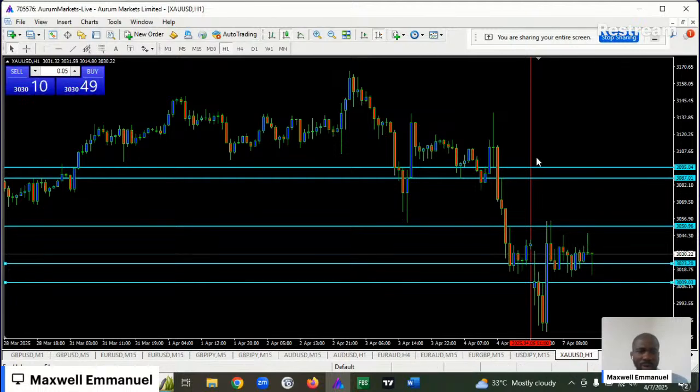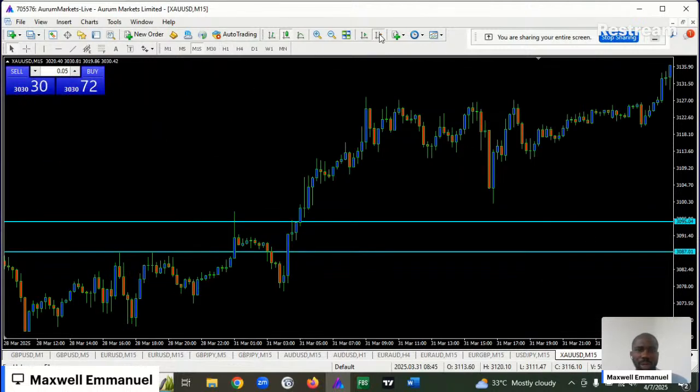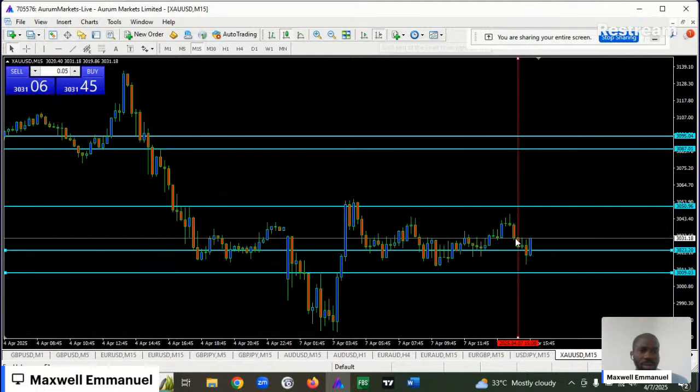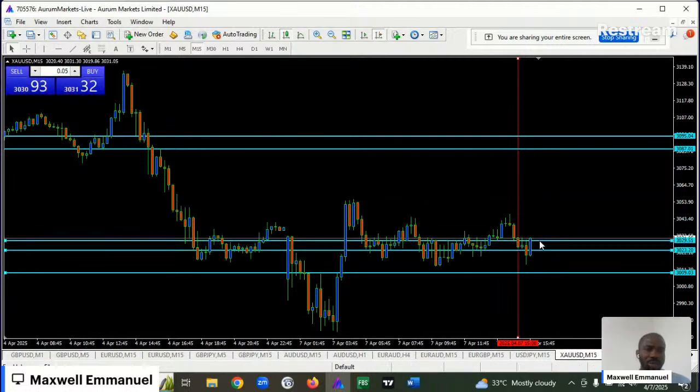So if the current 1 hour candle closes as a hammer or doji, then you should be considering buying gold. Okay, so you can see the previous 15 minute candle. If the 1 hour candle closes above this high, this will be the right time to consider buying gold. If the 1 hour candle closes above this bearish candle, then one can consider buying gold.